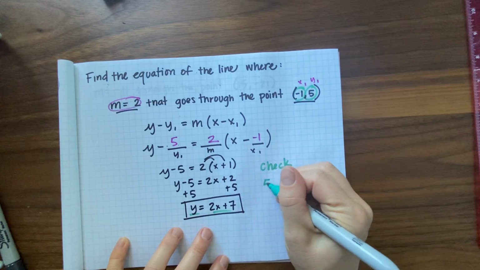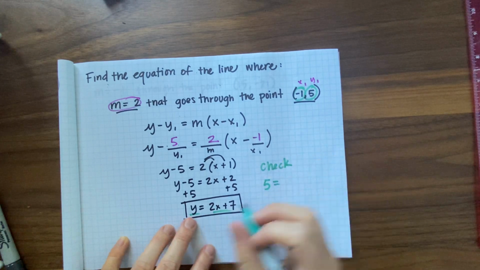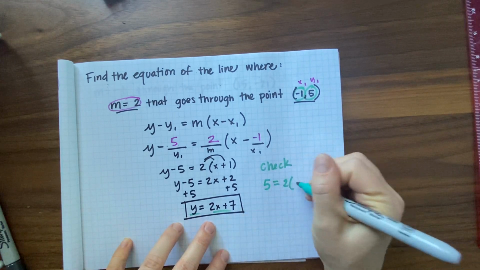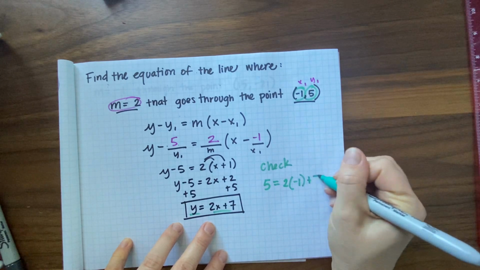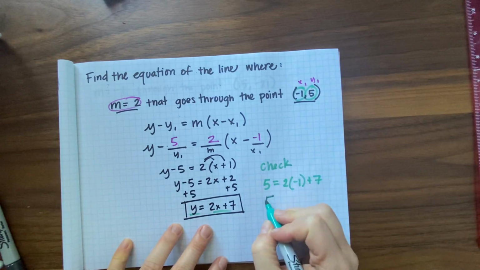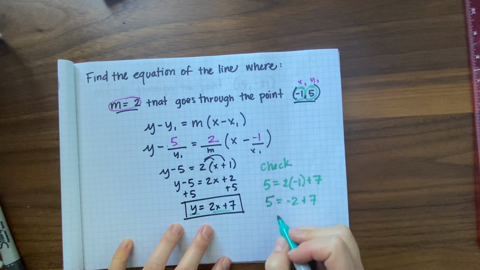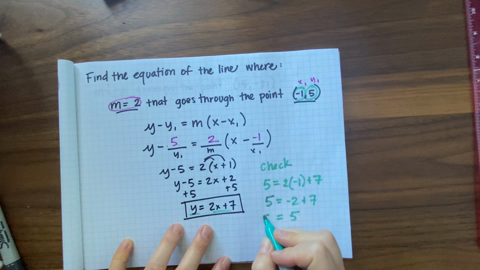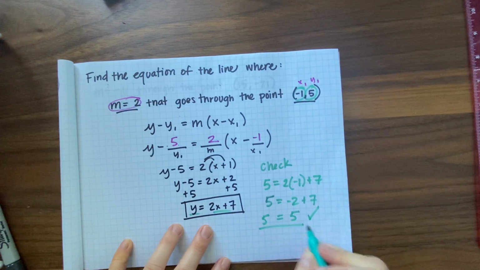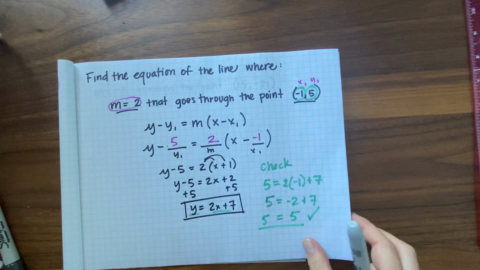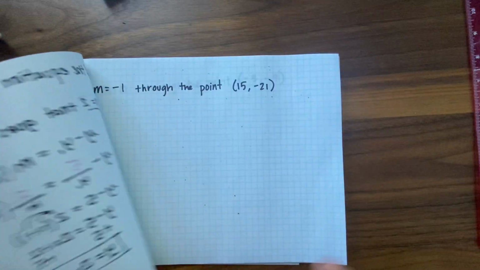So I get 5 is equal to 2 times -1 plus 7. Let's check if that works out. Does 5 equal -2 plus 7? Does 5 equal 5? Yes, this is a true statement. So we know that we are correct.